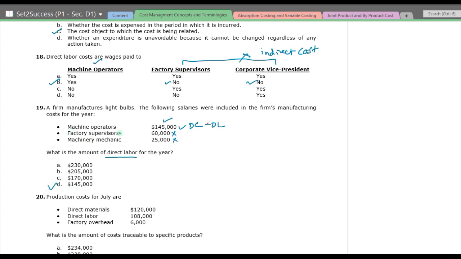Factory supervisors and machine mechanics are indirect cost because you can't identify their cost with the specific product. They are not identifiable.